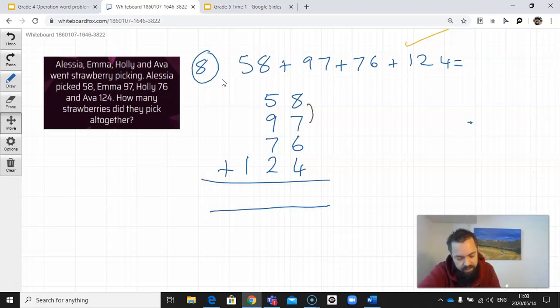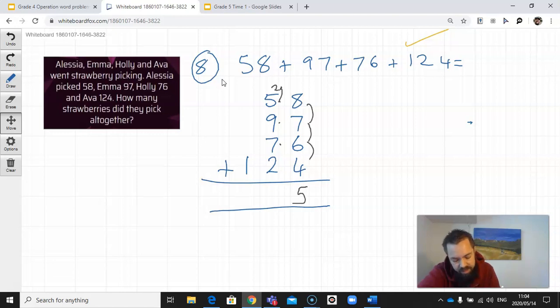8 plus 7 is 15. 15 plus 6 is 21. 21 plus 4 is 25. So the 5 goes there and we carry the 2. 2 plus 5 gives me 7. 7 plus 9 gives me 16. 16 plus 7 gives me 23. Let me start there.